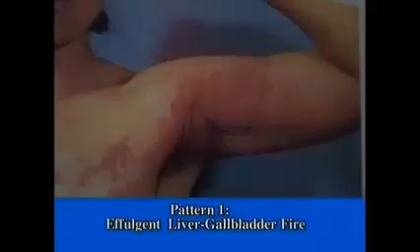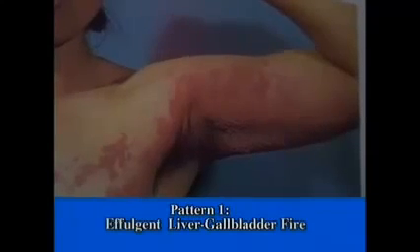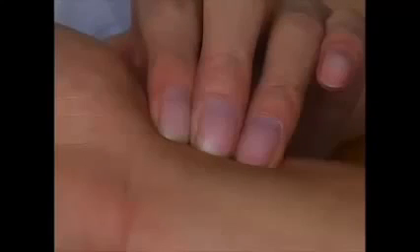Section 3. Pattern differentiation and treatment. 1. Body acupuncture. Pattern 1. Effulgent liver gallbladder fire. Primary symptoms. Pathological changes often manifest on the chest and flank. Eruptions may include papules, erythema, and vesicles, accompanied by a burning sensation. The tongue will be red with a yellow fur, and the pulse will be string-like and rapid.